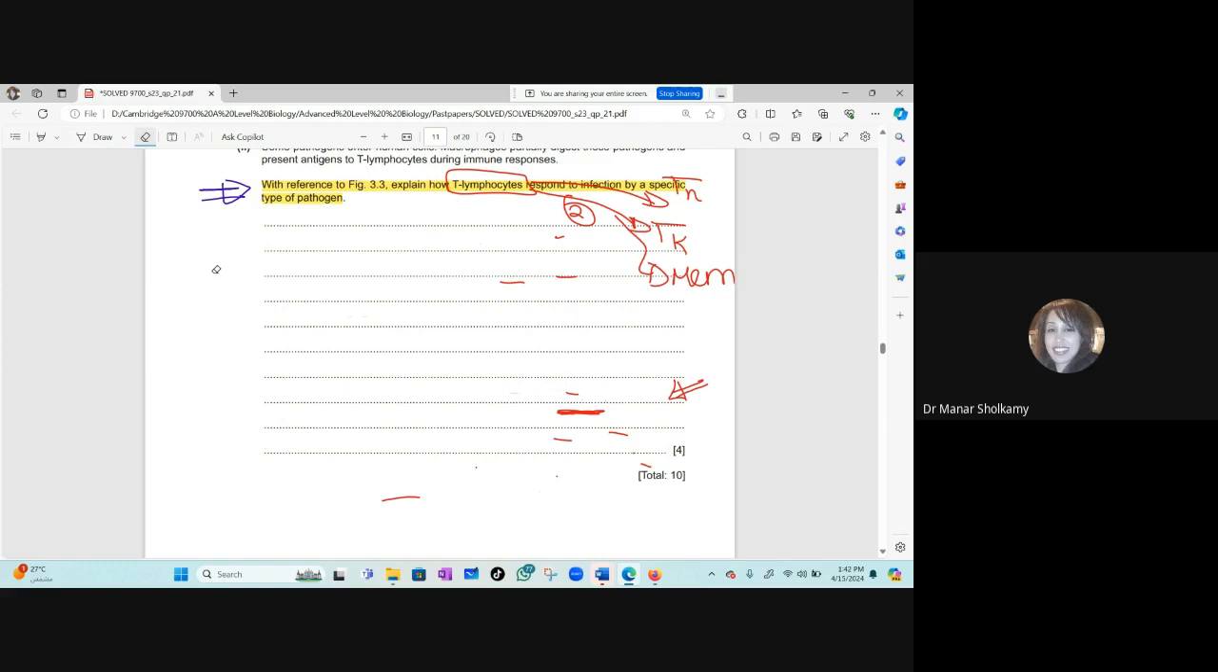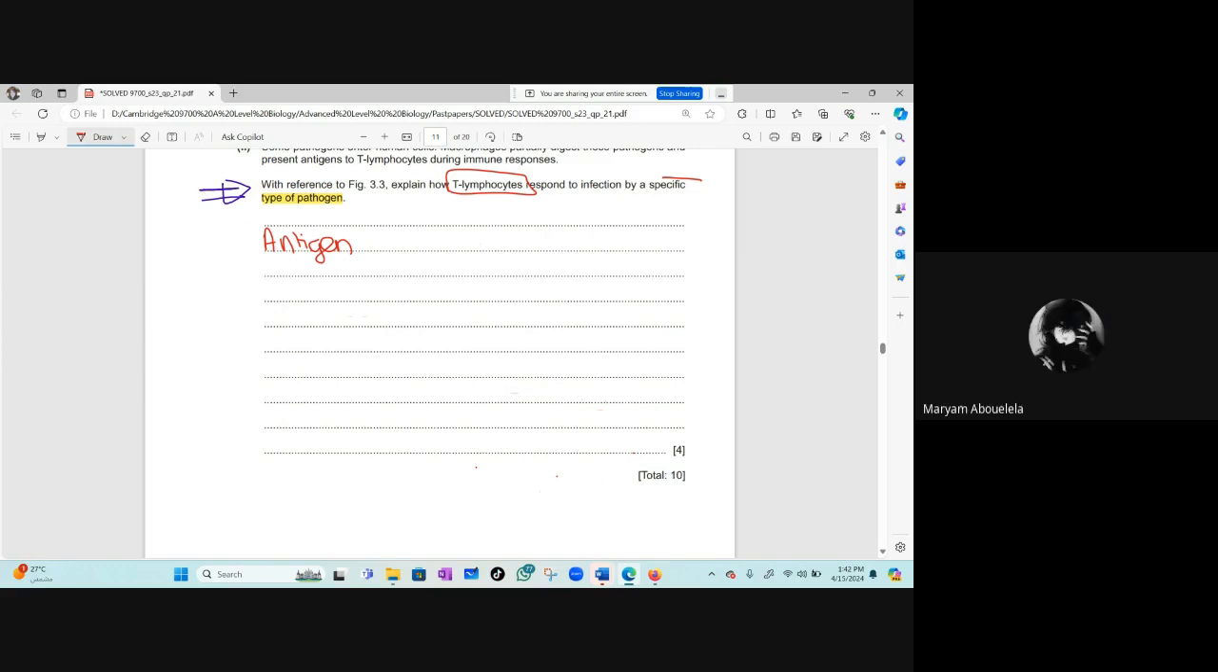Where is Mariam? Yes, doctor. All what we said, my dear, happens in the primary or the secondary immune response? Primary immune response. Primary. Okay. So tell me what happens from the very beginning. A foreign antigen. It stimulates an immune response. Yes, what is the immune response that will be stimulated? In what order? What will happen?